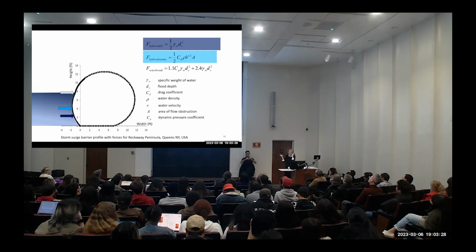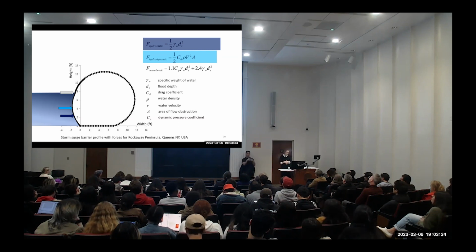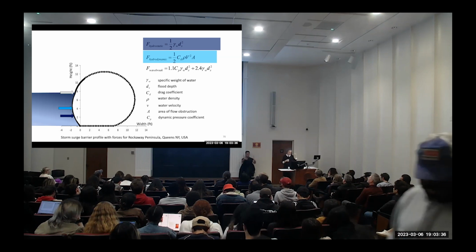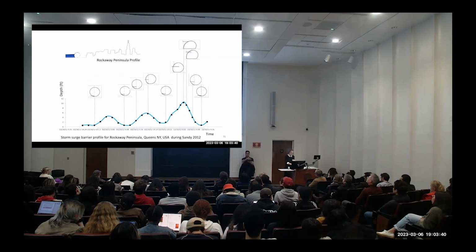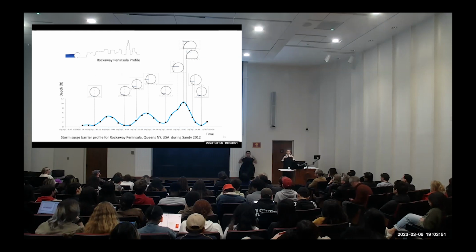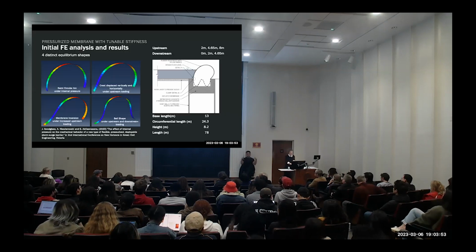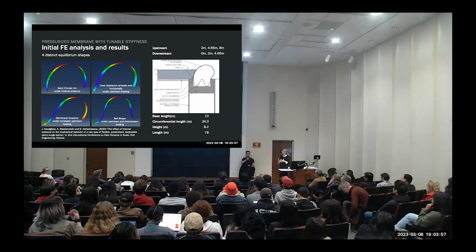Because this barrier is flexible, it will deform under these loads. Actually, it will deform really a lot. So we developed a whole fluid structure interaction model to study, for example, how under the loading or the heights that were experienced with Hurricane Sandy, how this balloon would deform, how it would be stressed, and also whether there would be any resonance. And so we actually found that it behaved very well.